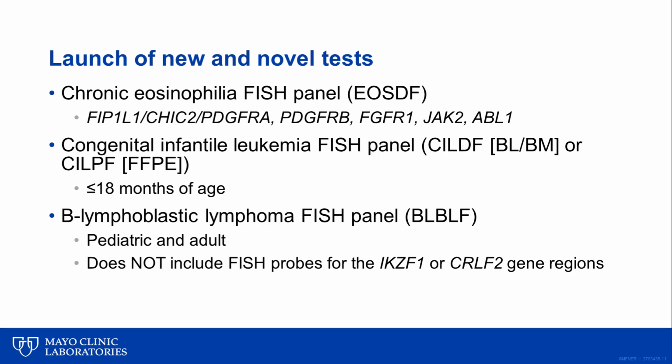Secondly, we will be offering a congenital infantile leukemia FISH panel that will be available for blood, bone marrow, and formalin-fixed paraffin-embedded tissue specimens. This unique FISH panel targets recurrent chromosomal abnormalities observed in patients between birth and 18 months of age. Lastly, we are excited to provide a B lymphoblastic lymphoma FISH panel on formalin-fixed paraffin-embedded tissue for pediatric and adult patients. With the exception of IKZF1 and CRLF2 gene regions, this comprehensive FISH panel detects recurrent chromosomal abnormalities described in BLBL, or B lymphoblastic lymphoma.